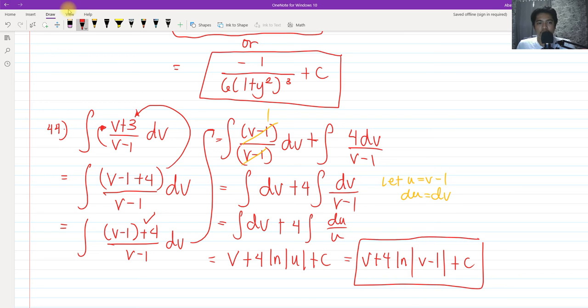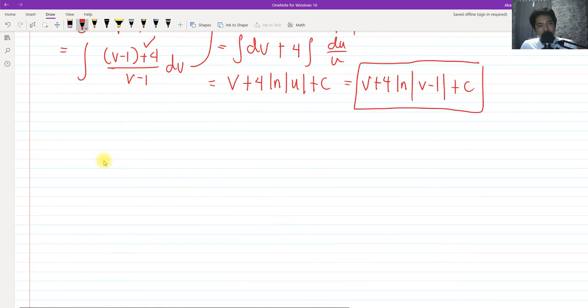So the trick here is we are always going to force the numerator to become our denominator. We are going to force the numerator to be equal with the denominator, and that's what we did. We copy v - 1, but we add a number such that when we add it, it would still result to v + 3, the original numerator. So that is what we did here. That is one of the techniques that we need to learn in evaluating such integrals.